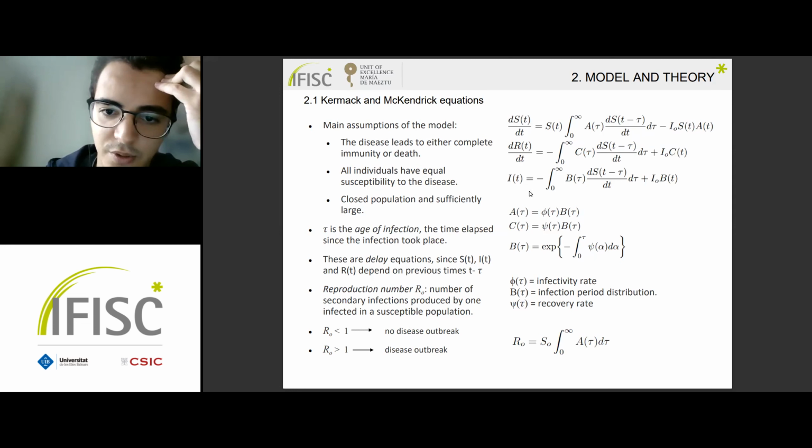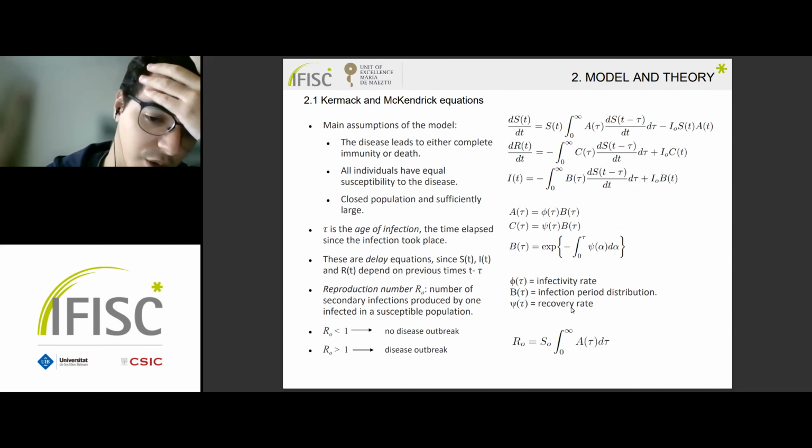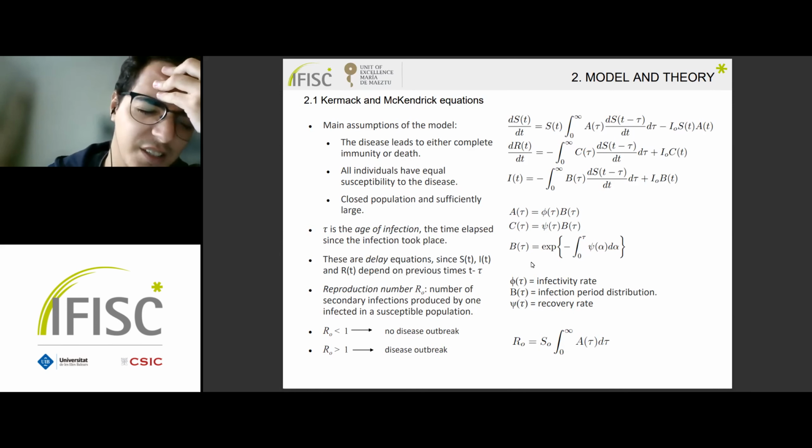And all these three equations are related through these important functions A, B, and C. In this case, phi of tau is the infectivity rate, which is the infection rate, the number of infections we have per unit of time. Psi of tau is the recovery rate, the number of recovered individuals we have per unit of time. And B of tau is the infection period distribution that follows exactly this ansatz. The infection period distribution is the probability that an infected individual at time tau is still infected.